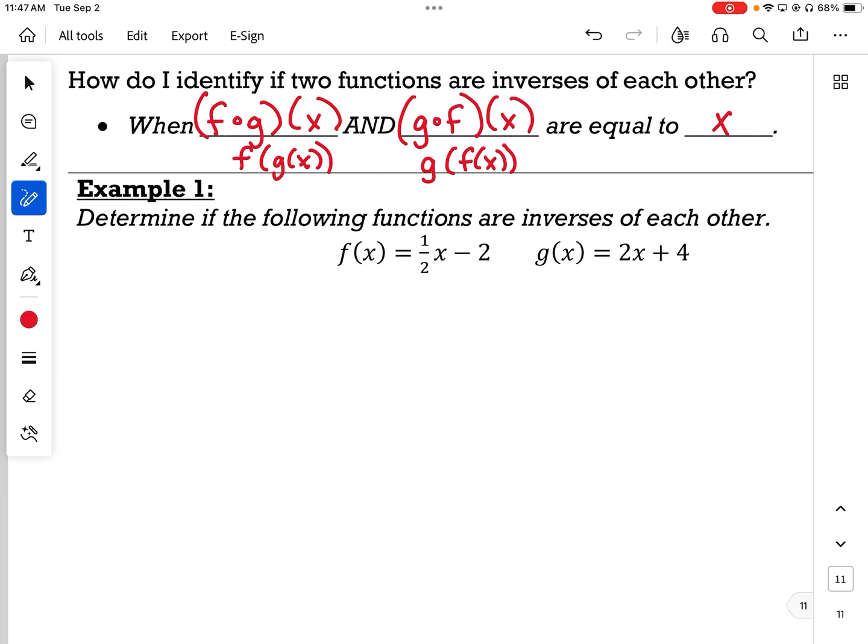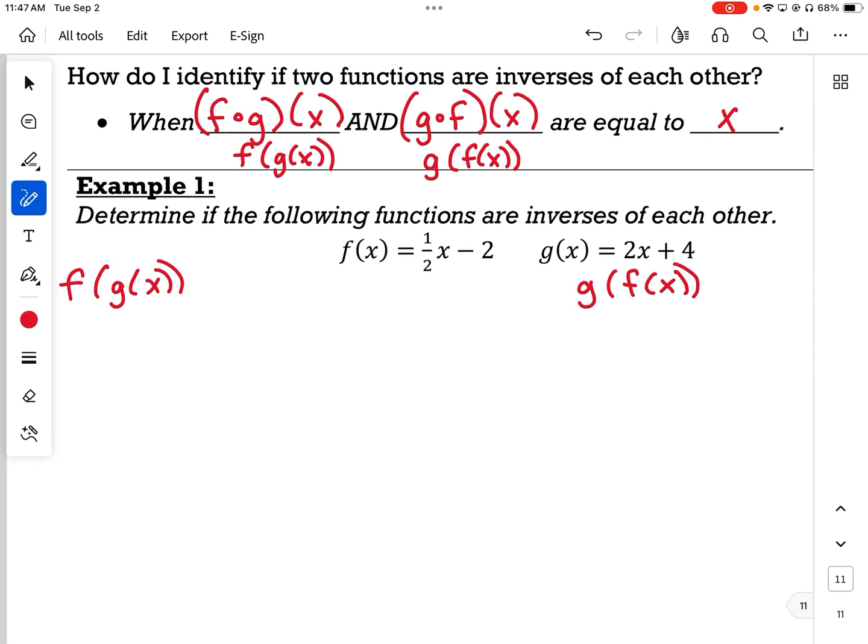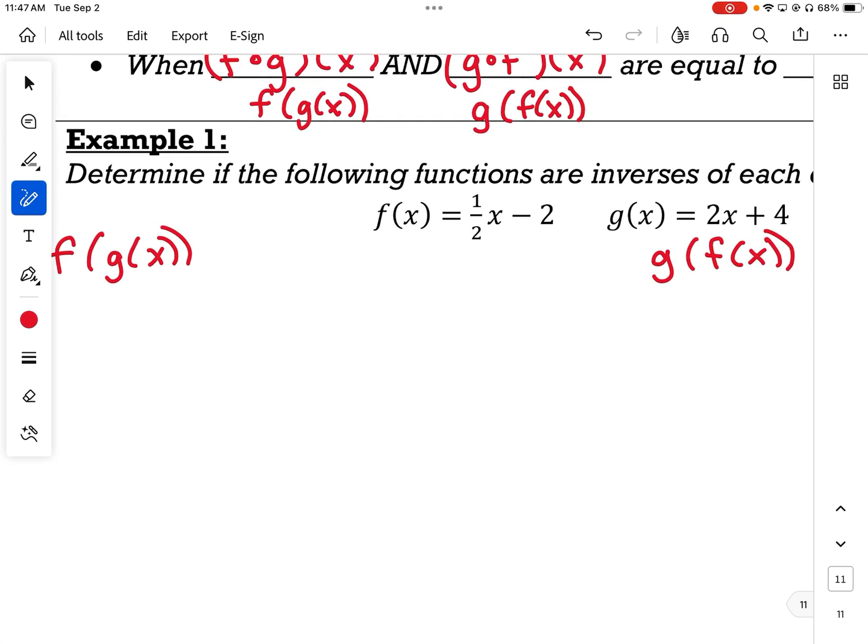So determine if the following functions are inverses. We have f of x equals 1/2 x minus 2, and g of x equals 2x plus 4. So we're going to do f of g of x, then we're going to do g of f of x. So f of g of x is when we plug the g function, 2x plus 4, into the f function.